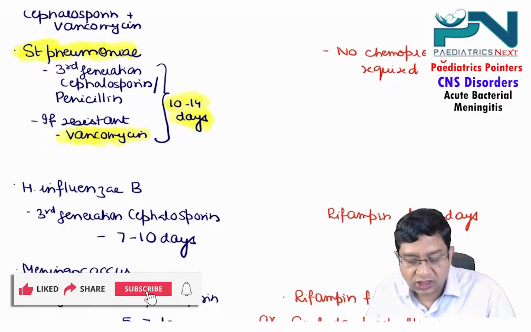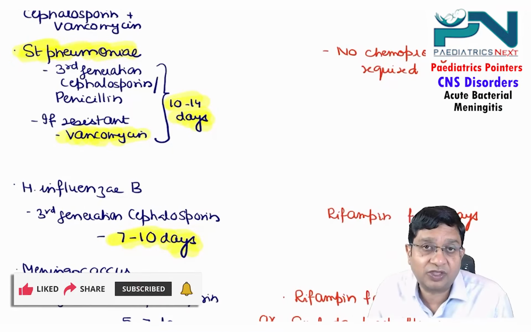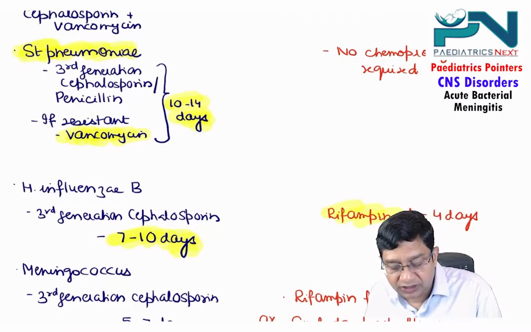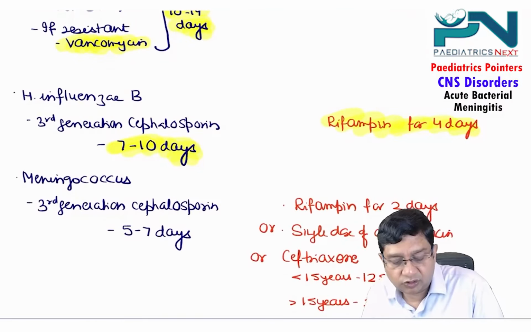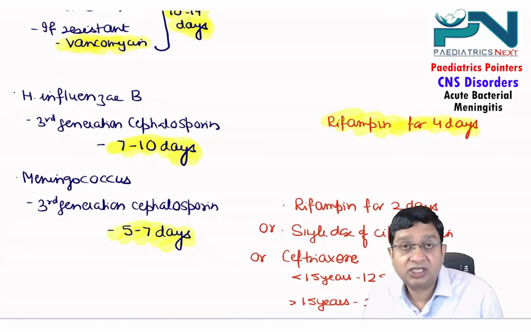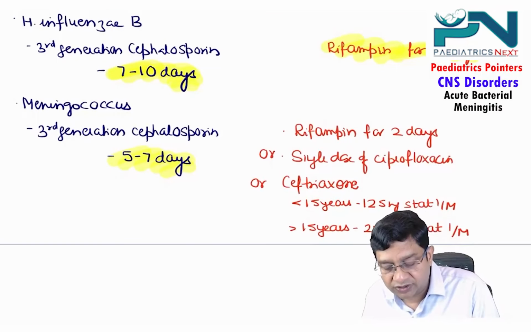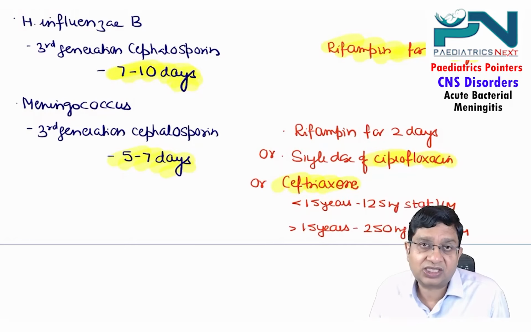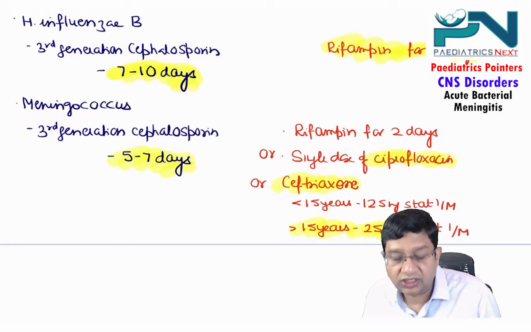For H. influenzae, you give third generation cephalosporin. More important to remember, 7 to 10 days. There is chemoprophylaxis required. Rifampin is given for 4 days. For meningococcus, third generation cephalosporin, 5 to 7 days. Chemoprophylaxis can be rifampin for 2 days, or a single dose of ciprofloxacin, or ceftriaxone, again a single dose, less than 15 years 125 milligram, more than 15 years 250 milligram.